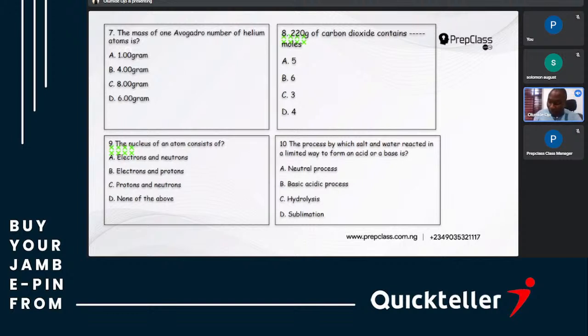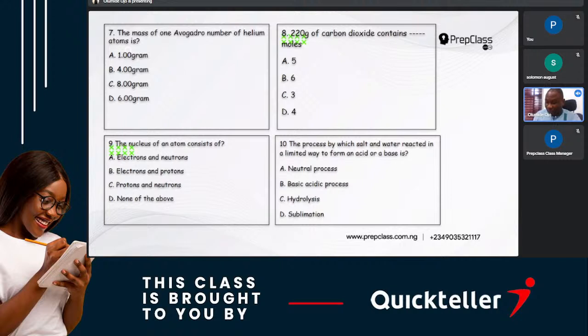So the formula is number of mole equals mass over molar mass. So what is the mass? The mass is 220 and the molar mass is 44. So Solomon, 220 divided by 44 is what? 5, sir. Yeah, so the correct answer is 5. So the number of mole of carbon dioxide contained in that is 5. Do you understand that? Yes, sir. Good. Thank you. So let's go to number 9.